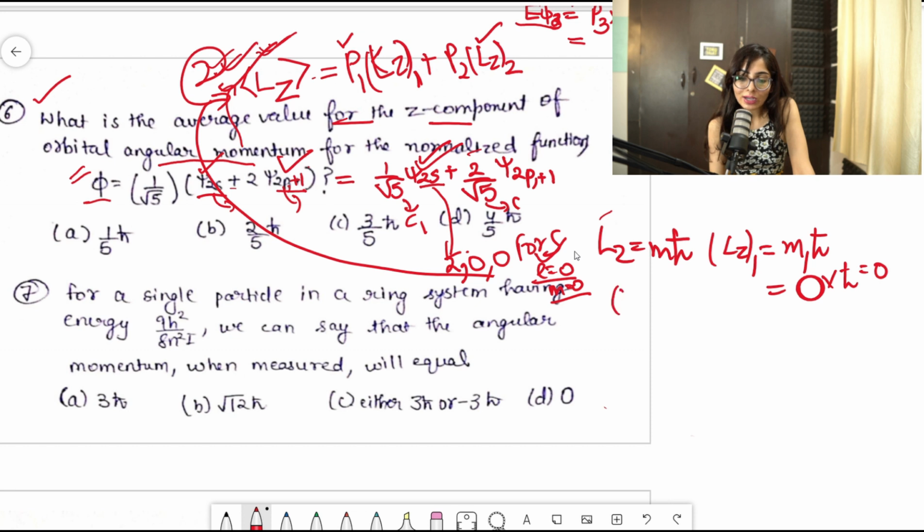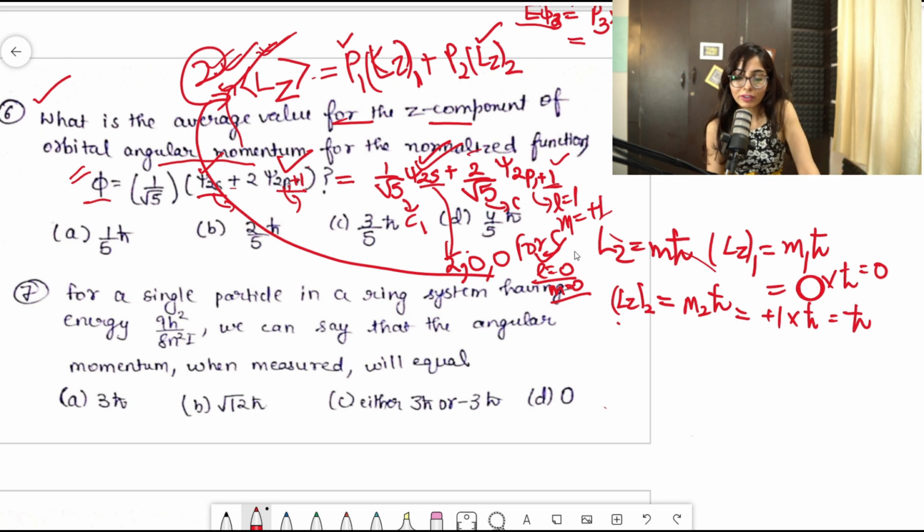Clear? So if I calculate LZ2, that would be m2 h cut. Can you see, guys, here it is given plus 1. You know that for p, l value is 1, and the m value is also given, that is plus 1. So can I write it is plus 1 into h cut? That would obviously be h cut only. So now can I calculate my P1 also?